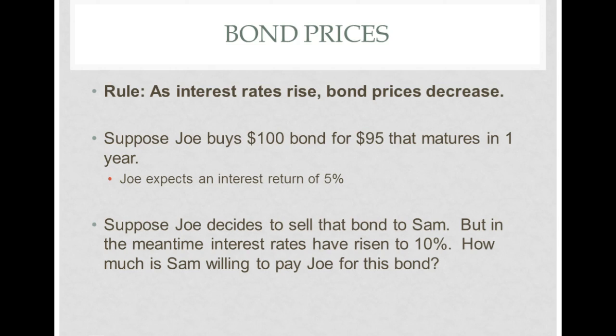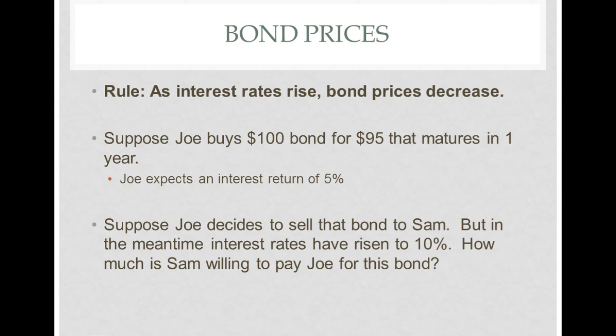However, in the meantime, interest rates have risen to 10%. So think about that. If the interest rates have risen to 10%, now Sam can do one of two things. Either he can buy Joe's bond, which is only getting a 5% return, or he can spend it on something else that's getting that 10% return. The reality is it wouldn't make sense for Sam to buy Joe's bond unless Joe did something. Unless Joe said, okay, you know what, I'm not going to sell that bond for $95. Maybe instead I'll sell it for $90 or $91.